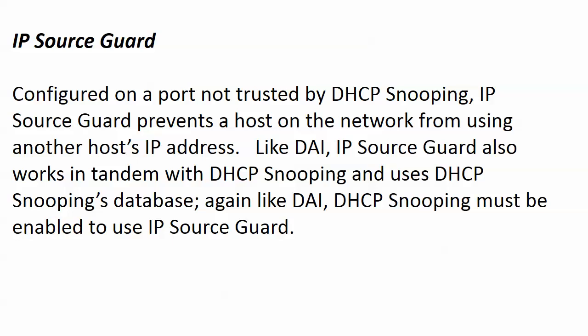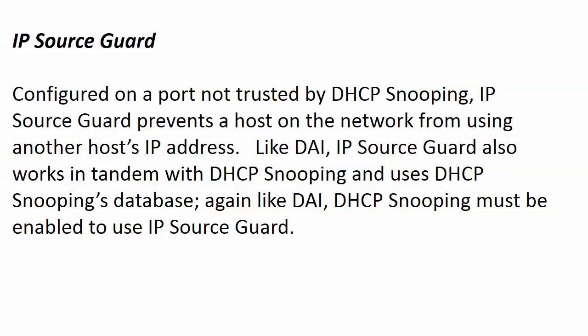And you may look at the name of it and say, well, Chris, as you're always saying, the name is the recipe. You're right, this is going to be a short discussion, but a couple of important points here about IPSG. You're going to configure it on a port that is not trusted by DHCP snooping, but when DHCP snooping is running. Now, IP Source Guard prevents a host on the network from using another host's IP address. It is guarding the source IP address.